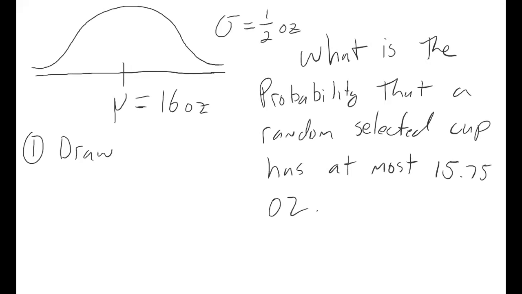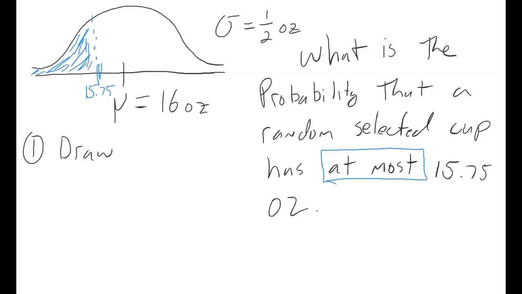So next, we're supposed to label 15.75. So if 16 is in the middle, 15.75 we'll say is about right there, right? Draw our line up. Now we have to ask ourselves, what does at most mean, right? So we think about that. It means at most is up to that number or less. So therefore, that tells me I color to the left. So we've completed step 1.